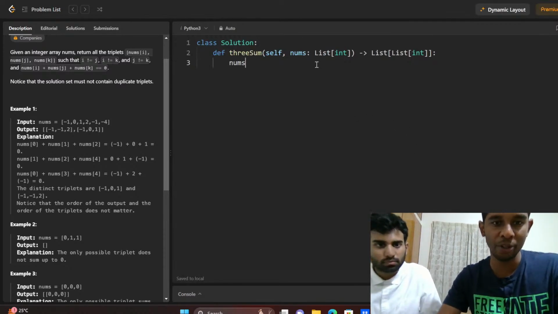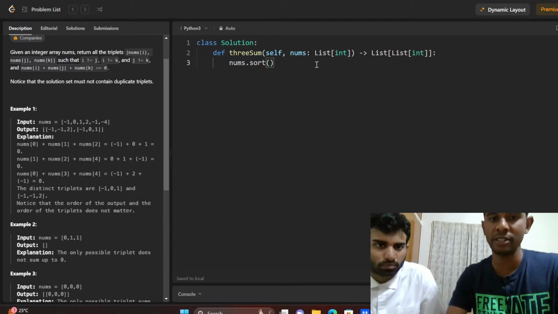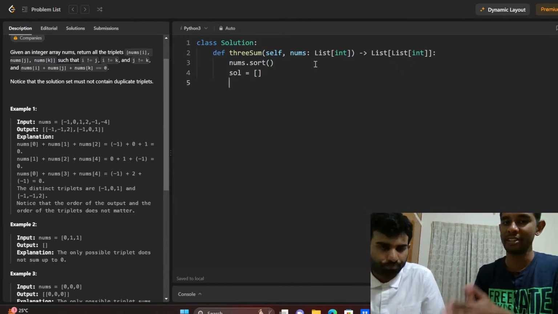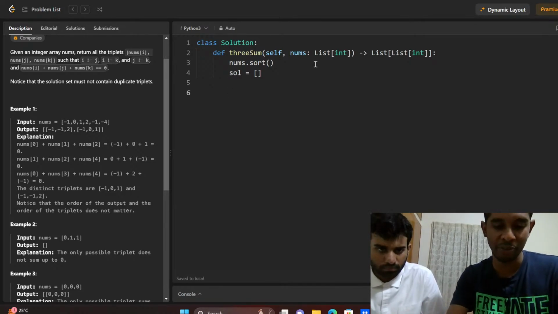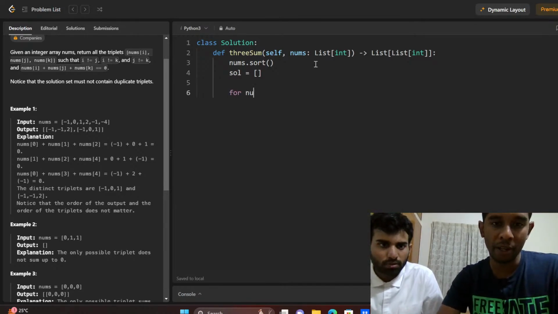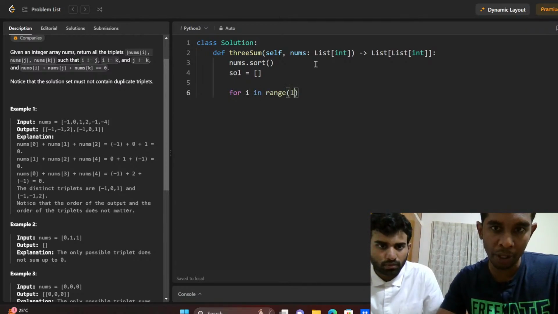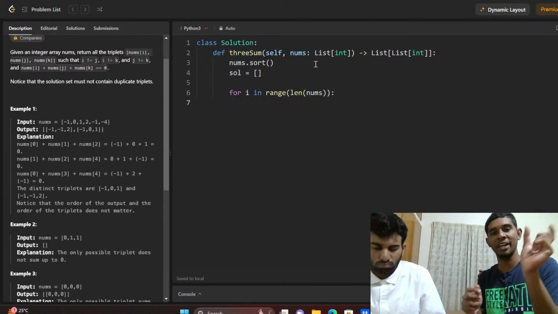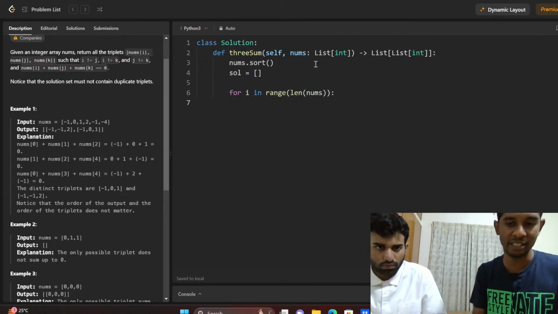So as I said during the walkthrough, the first step is obviously to sort the array. Then we'll have this solution list simply to maintain the list of solutions that we find. So for i in range, len of nums. Basically what we're doing is fixing every element of the array, as we discussed earlier.